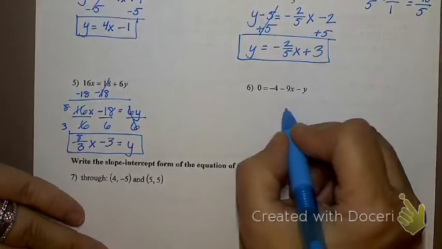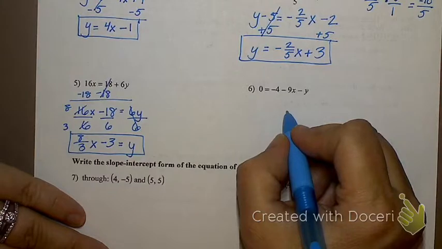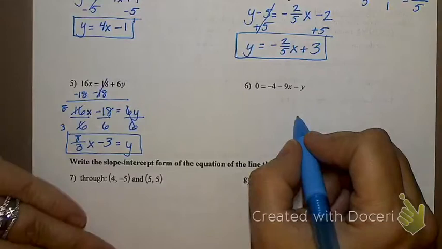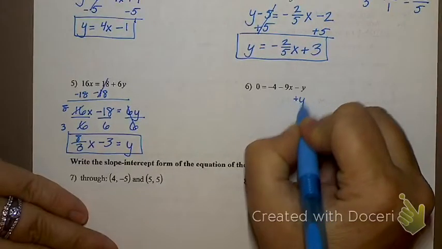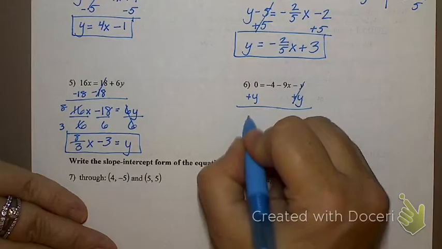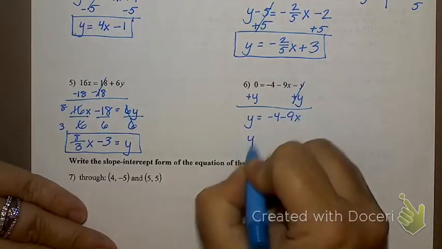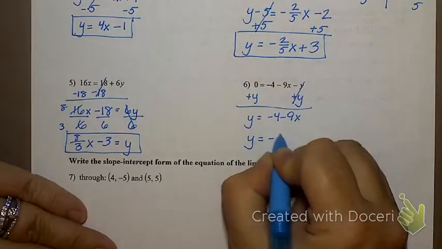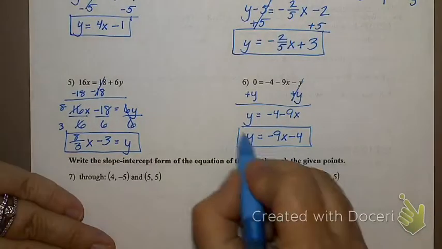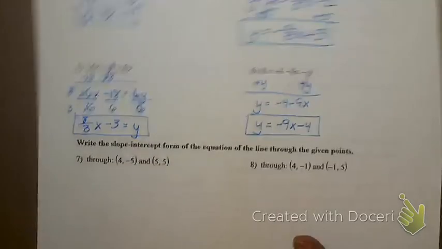Okay. How about this one? You can do this in almost one step. Add y. That leaves me with y equals negative 4 minus 9x. But if I write it the correct way, negative 9x minus 4. So you should be able to get y by itself no matter where it is. Okay? All right.